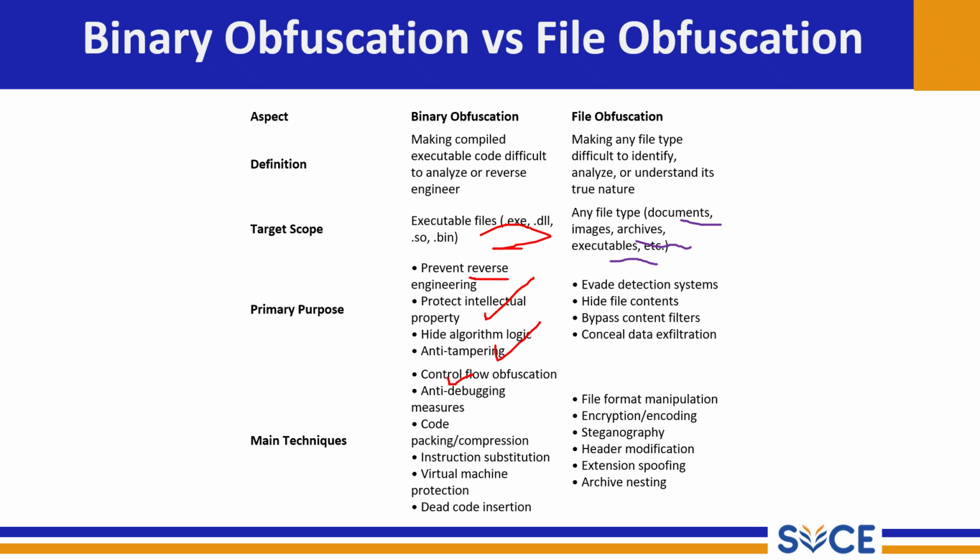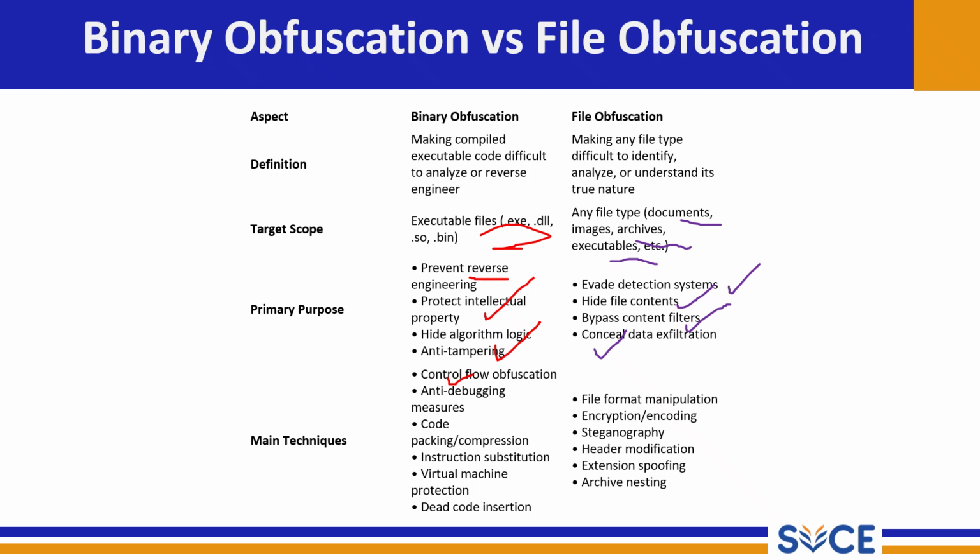So these come under binary obfuscation. Whereas file obfuscation evades detection systems, hides the file contents, and bypasses content filters. And next one, conceals data exfiltration, right? And what are the main techniques?